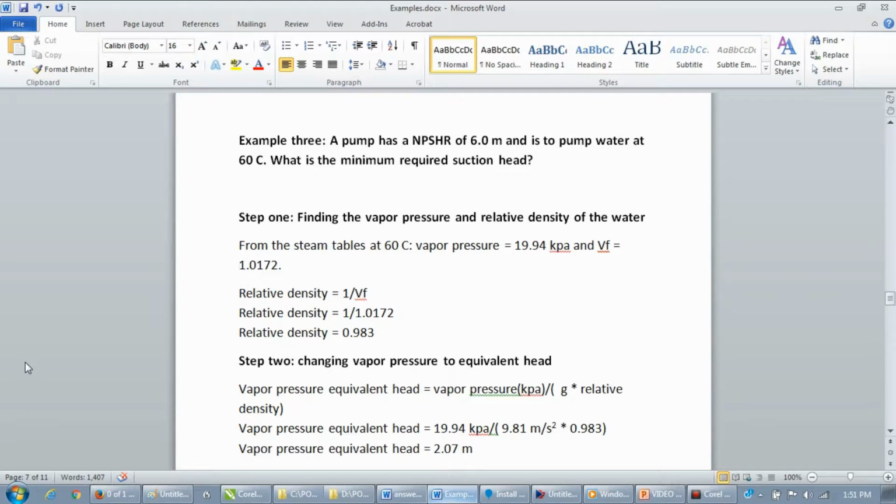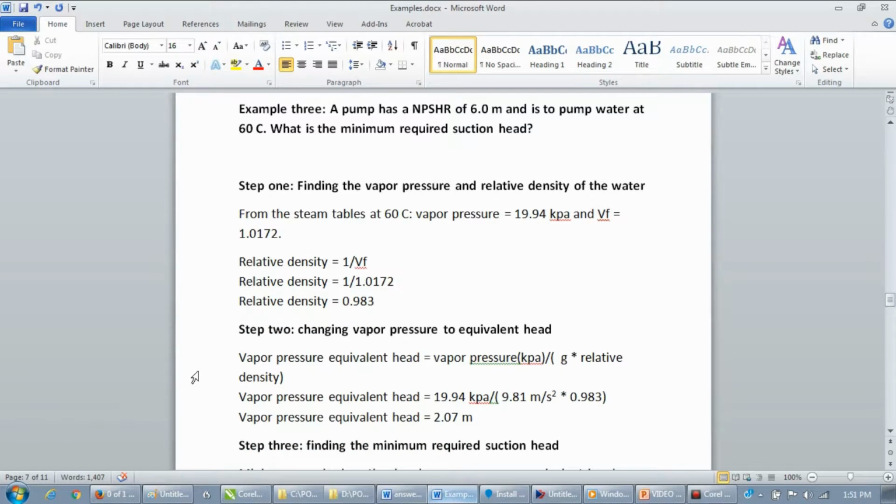Example 3. Step 1. Finding the vapor pressure and relative density of the water. From the steam tables at 60 degrees C, vapor pressure is 19.94 kPa absolute and the specific volume of the water is 1.0172. Using the specific volume of the water, we find the relative density to be 0.983.